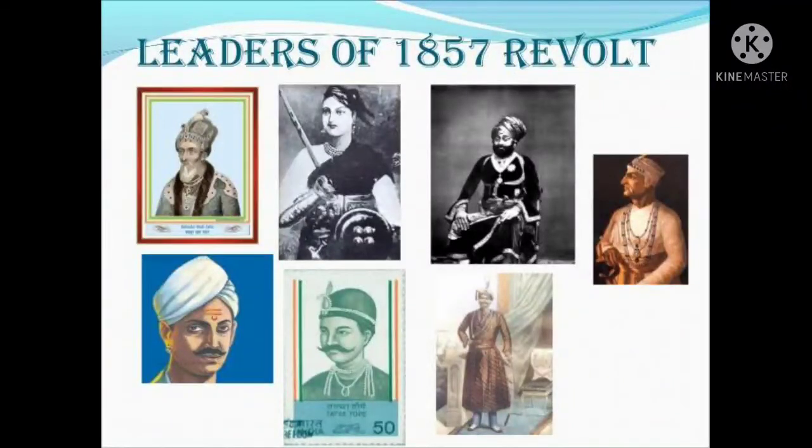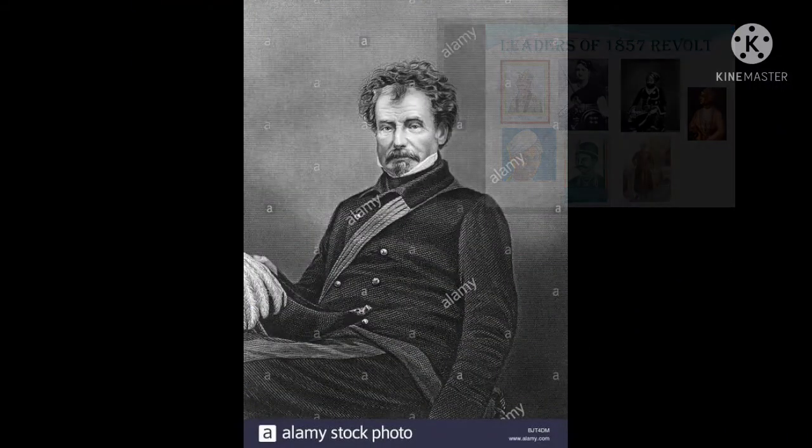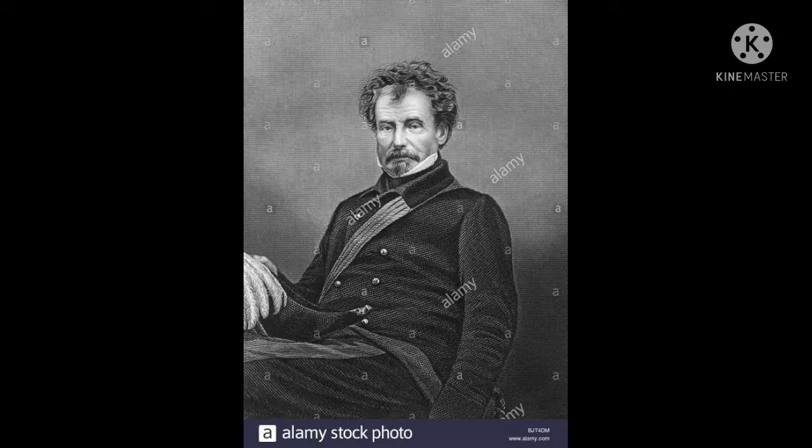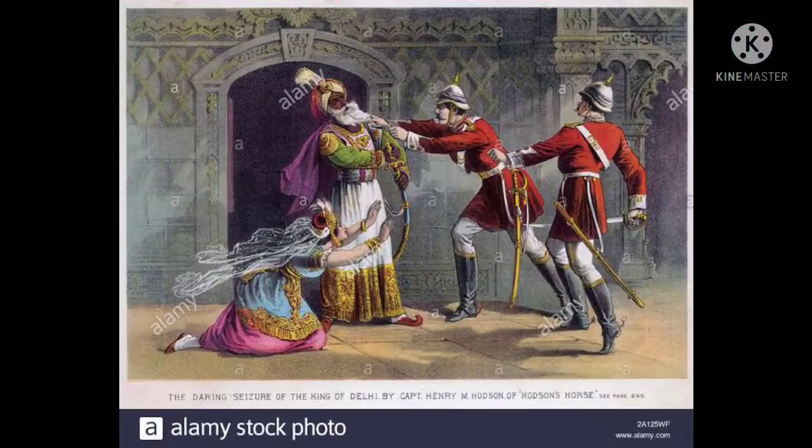Friends, now let's go through the suppression of the revolt. By mid 1857, it appeared that the rule of the Company was over, at least in North India. The British, however, soon reorganized and fought back. They started recapturing the areas they had lost to the rebel sepoys. British commanders such as Colin Campbell and Henry Havelock were particularly successful.